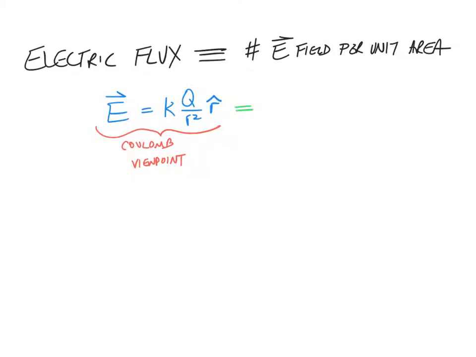But the way to look at the electric field from a more modern viewpoint, from a kind of a Faraday viewpoint, or now Gauss, is the number of flux lines per unit area. So we like to use this symbol. This is the capital phi, I believe. Whatever that symbol is. It's not a theta. I'm pretty sure it's phi.